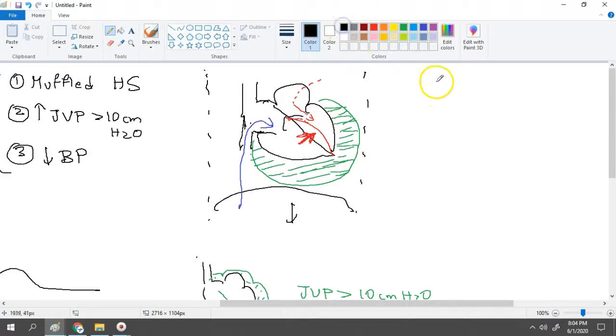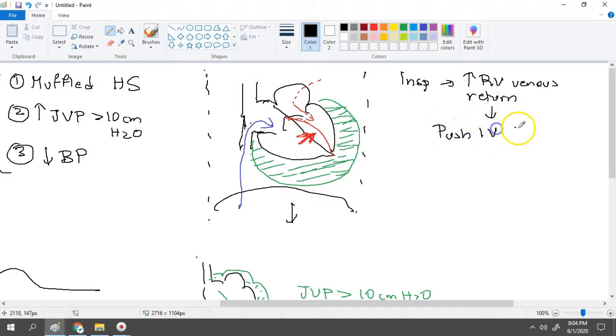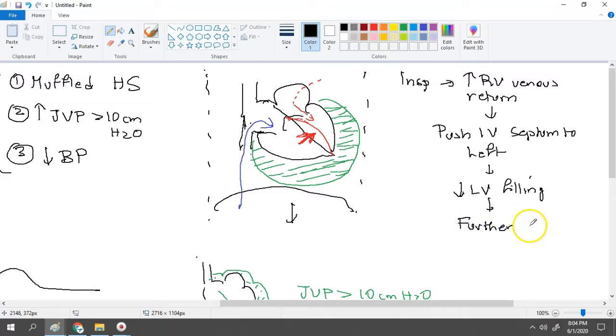So, in inspiration, there is an increased right ventricular venous return, and this increase in right ventricular venous return will push the interventricular septum to the left, and that will produce decreased left ventricular filling, and that will produce further fall or an exaggerated fall in blood pressure. Okay, I'd correct this as exaggerated fall in blood pressure.